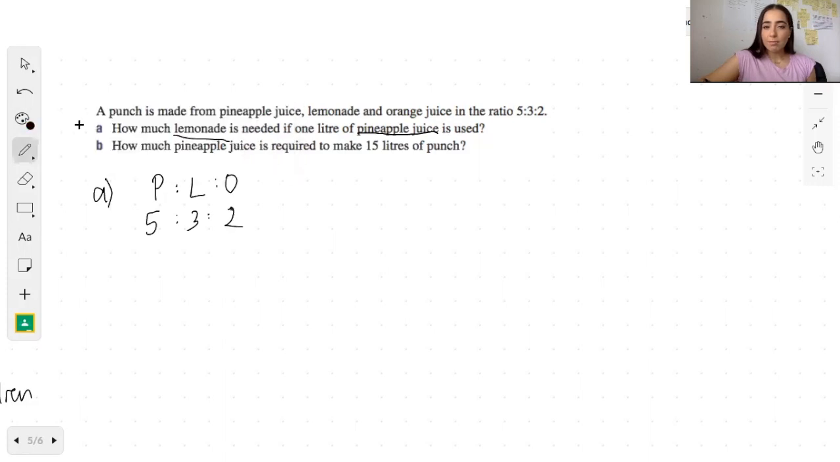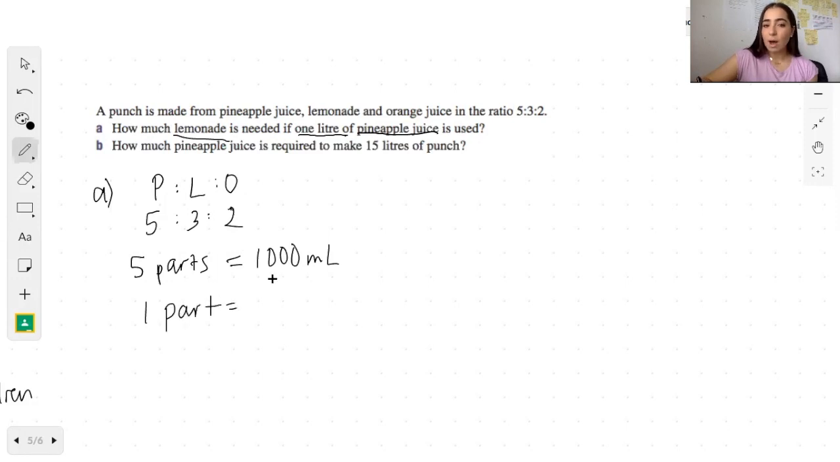So what we're going to do is look carefully at the quantity that's been given. So we have 1 litre, which is 1,000 milliliters, but that 1 litre represents the amount of pineapple juice. So it doesn't represent the total amount of punch, it represents only the pineapple juice. So in the ratio, pineapple juice is represented by 5 parts. So what you do is you take 5 parts and you equate that to 1 litre, which is 1,000 milliliters.